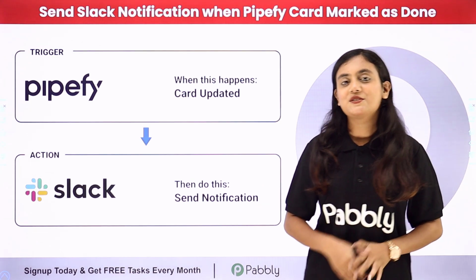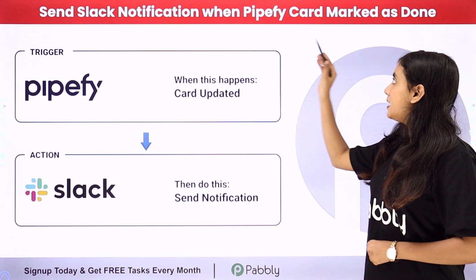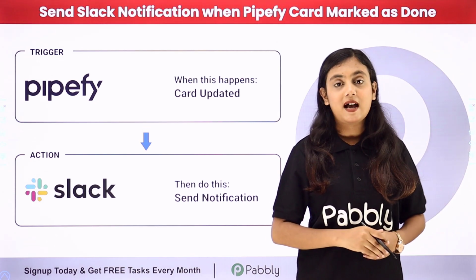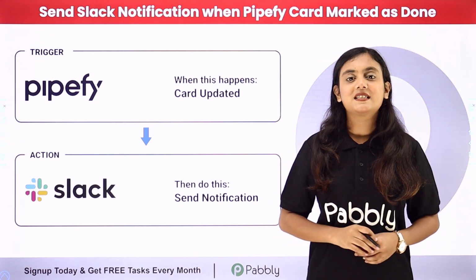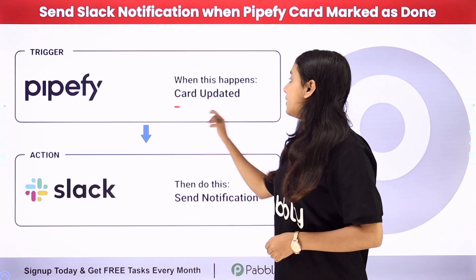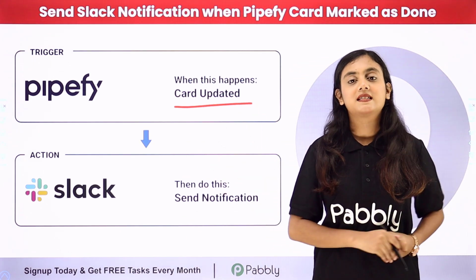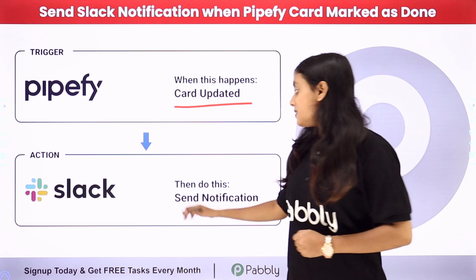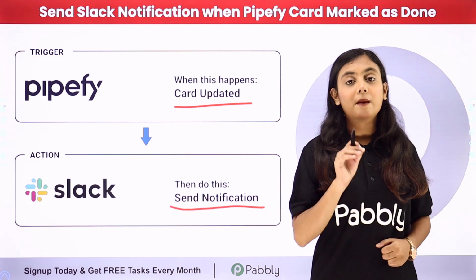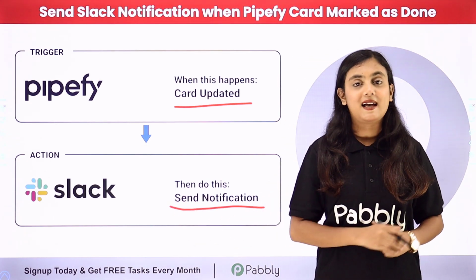In this video we're going to learn how to send Slack notification with Pipefy card marked as done. So here my objective is that whenever a card in my Pipefy account is updated and marked as done, automatically I should receive a notification regarding the update of the card on my Slack channel.